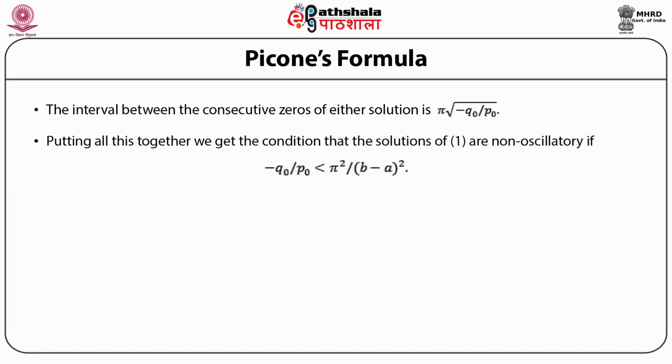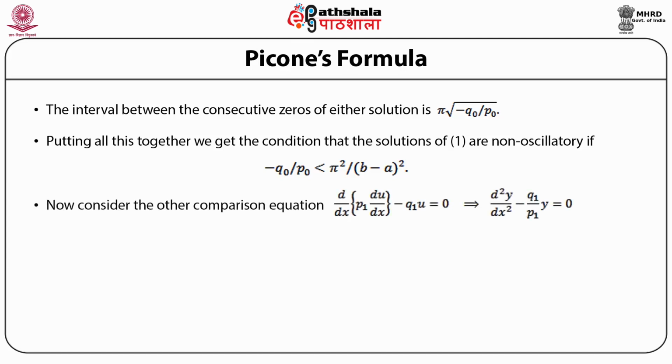Putting all this together, we get the condition that the solutions of equation 1 are non-oscillatory if minus q0 by p0 is less than pi squared by (b minus a) whole squared.